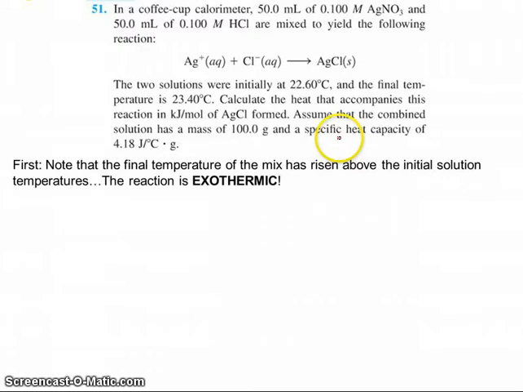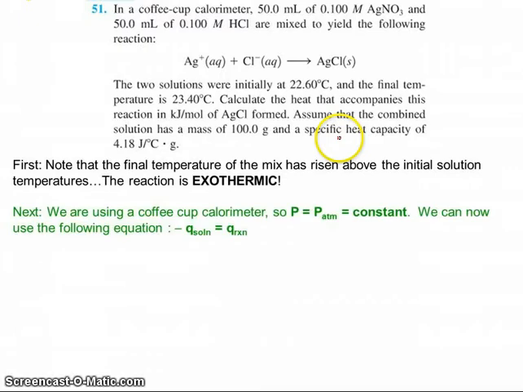First thing we need to notice is that the final temperatures of the mixture of each solution when we mix them rose. So that means that the solutions gained energy. That means it came from the reaction. So the reaction is exothermic. Second thing we need to note is we're using a coffee cup calorimeter, so the pressure is constant. Essentially, we're working against atmospheric pressure.